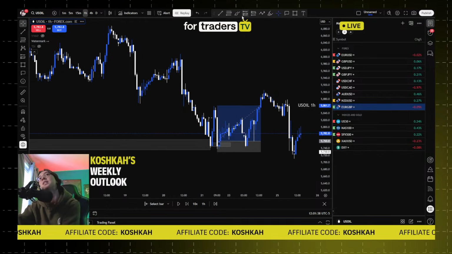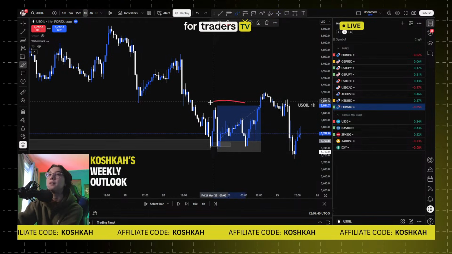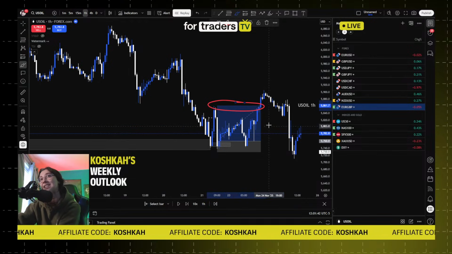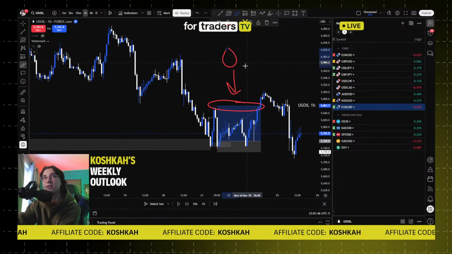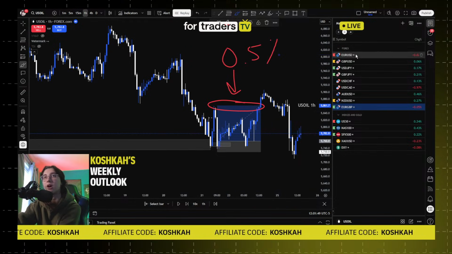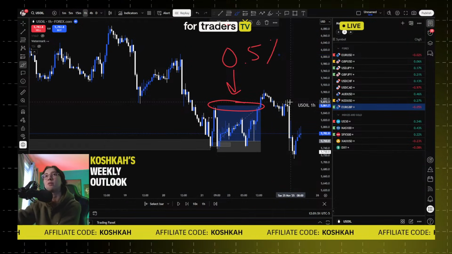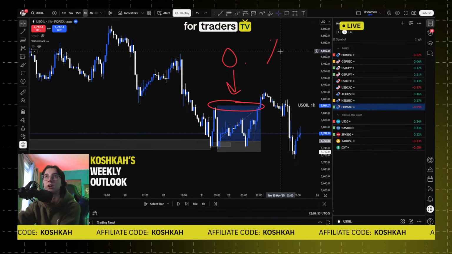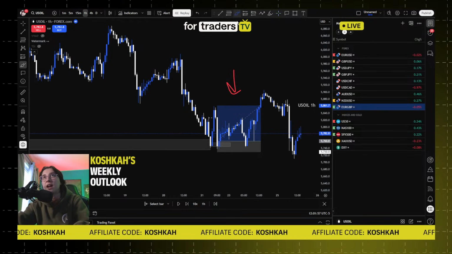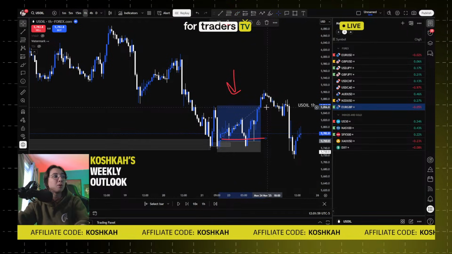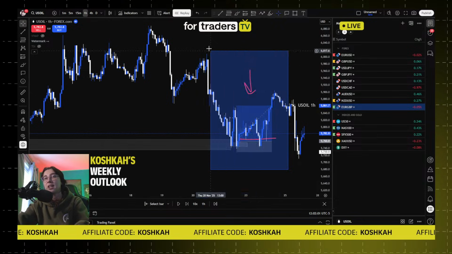Because again, in my rules, at 1:3 we take partial. So we close 0.5% of the trade, so half basically. And the other half is running and the stop loss is at break even. So yeah, this was a little trade that hit 1:3 and came back to break even.